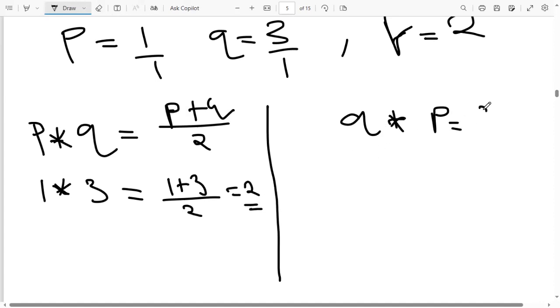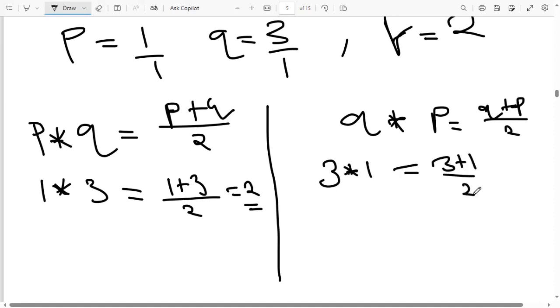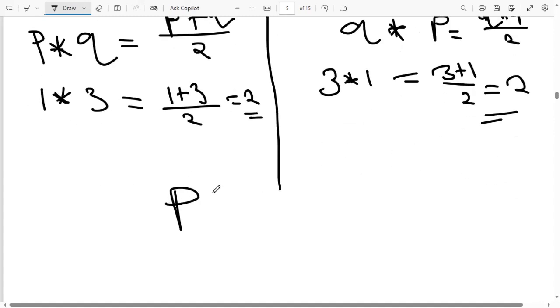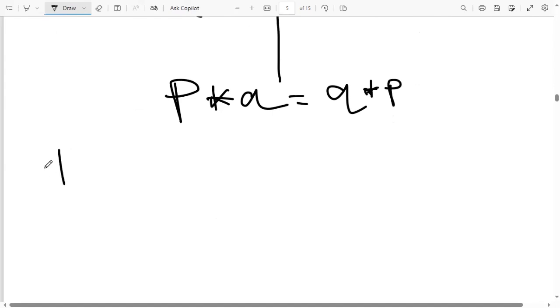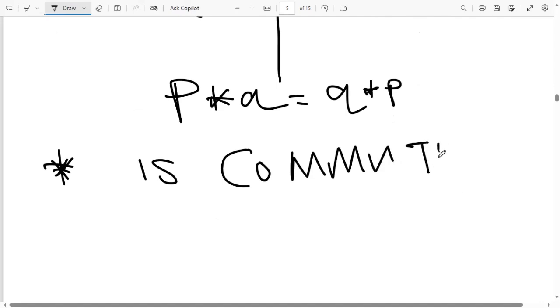So this will be defined as Q plus P divided by 2. So I'm getting my Q as 3 star 1 is equal to 3 plus 1 divided by 2. We see that this is also going to give us 2. So we can see that P star Q is equal to Q star P. So what does this mean? It means that the symbol star is commutative.